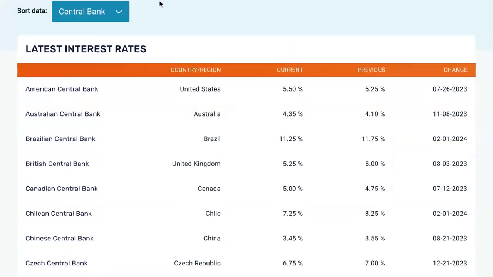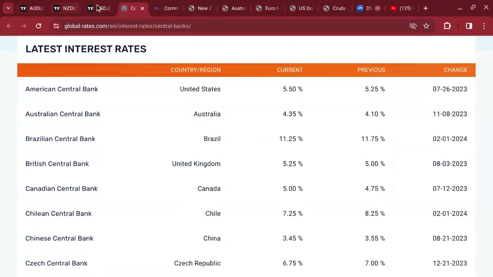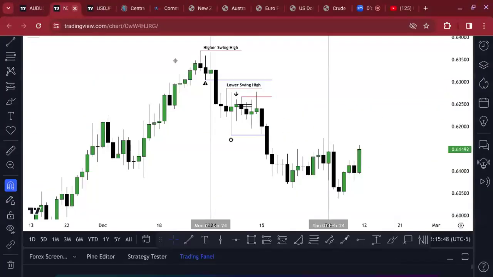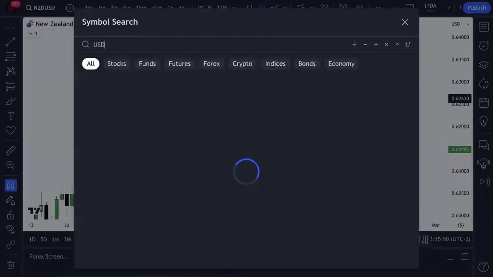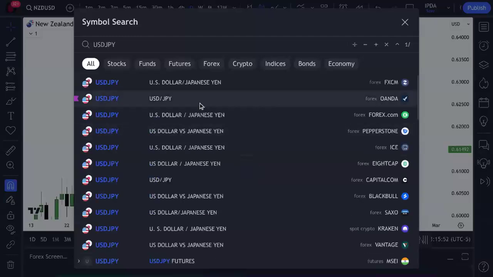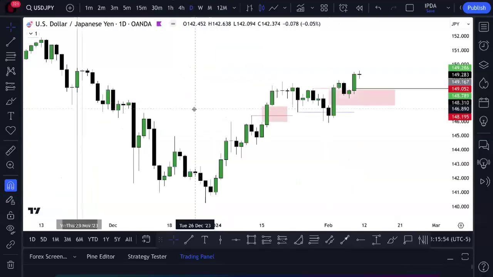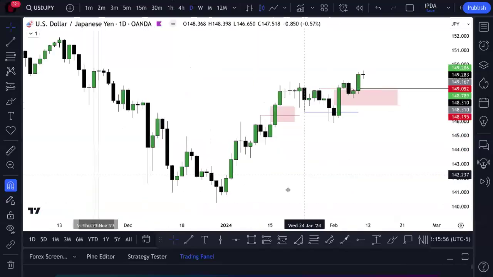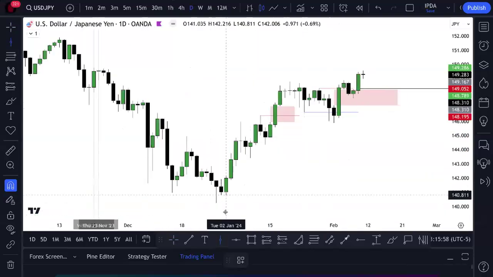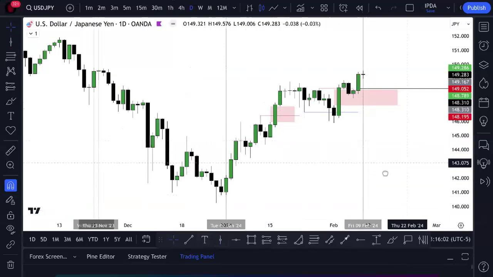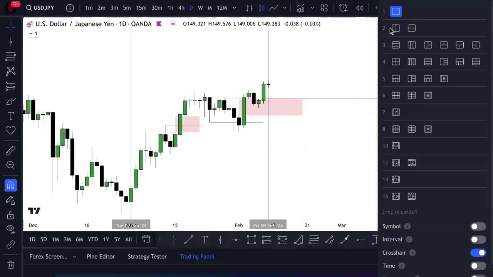But let's look at UJ. See what UJ's been doing recently. And UJ's been flying. See how sensitive it is during certain sessions. Beginning of the year, it is taking advantage of Japanese yen. Look at that. Boom, boom. Let's put this side by side with yen.